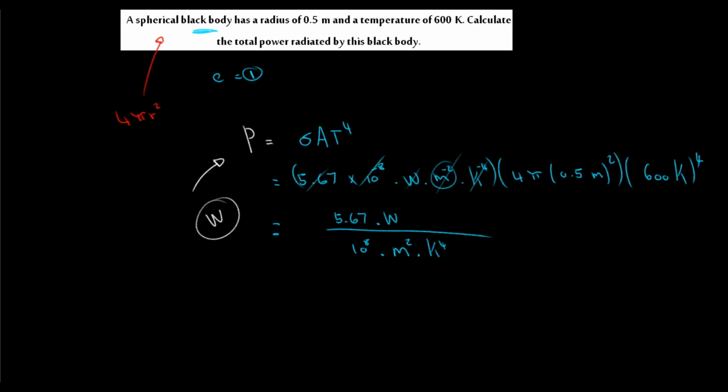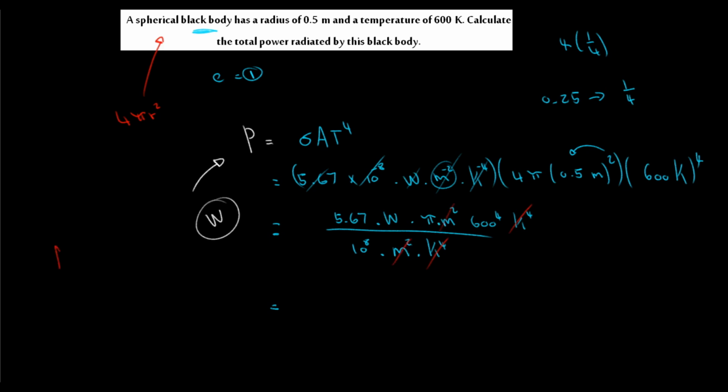So 4 pi r squared, well, what is 0.5 squared? It is 0.25. 0.25 I can rewrite as 1 over 4. And then I can multiply the 1 over 4 with 4, which simply gives me 1. So I'm therefore left with pi times meters squared. And in this case, we have 600 raised to the 4th, so 600 raised to the 4 and Kelvin raised to the 4. Okay, let's do some calculations. Also cancellations.